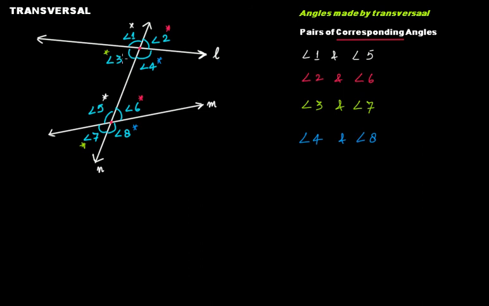In the same way, angle 3 and angle 7 are towards the downward direction to this line L, and same thing, angle 7 is towards the downward direction to this one, and both angle 7 and angle 3 are towards the left of this line. So these are corresponding, and same thing is for angle 4 and angle 8. Both are below this line L and M, and they are towards the right of this line. Therefore, they are corresponding in terms of this line and this line. Upside, downside, right, left and right.